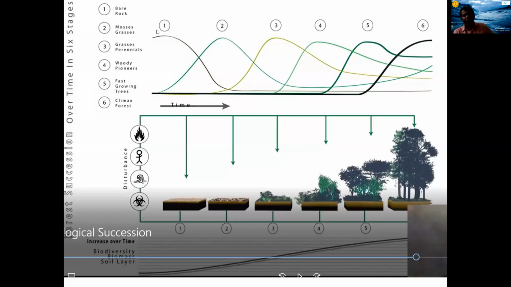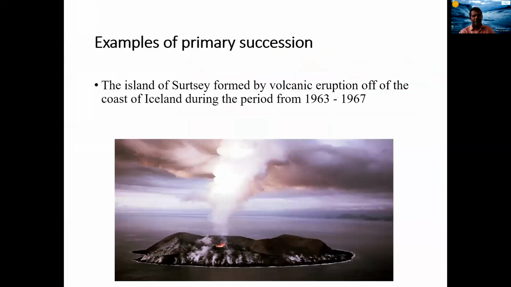Everything is coming in and going, coming in and going, right? Until they get into a climax community, a more stable community like this, right? So that's how succession happened over time, right? I hope you got a very good idea about succession by now, right?